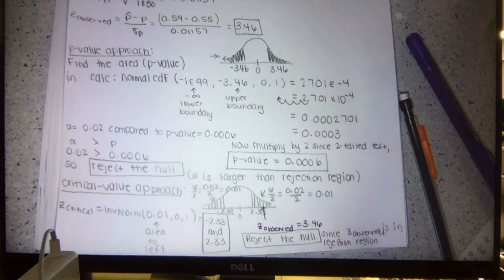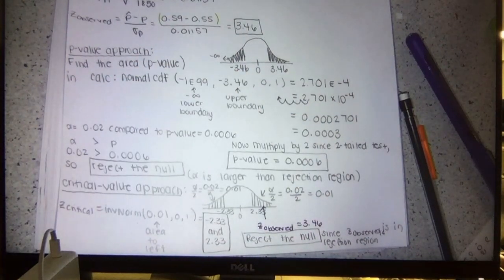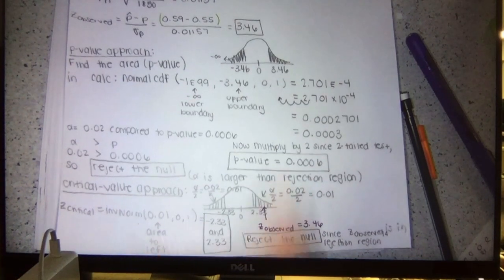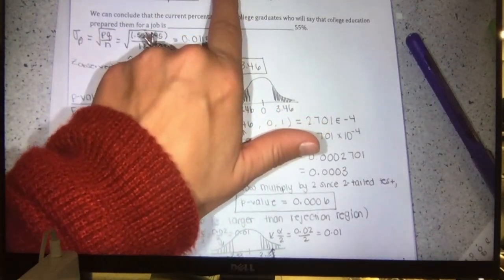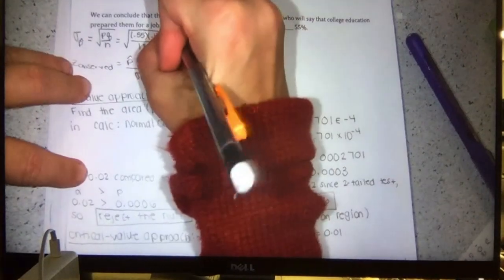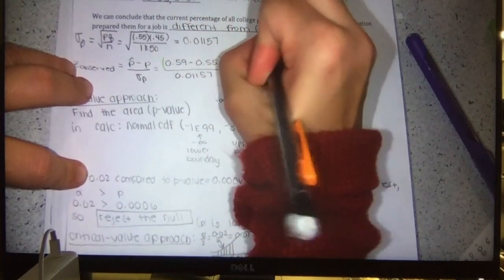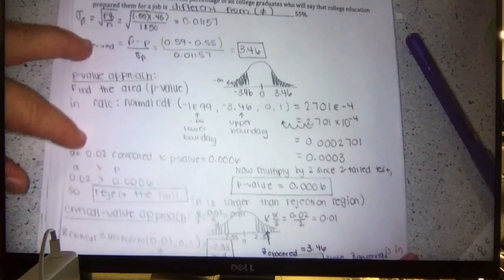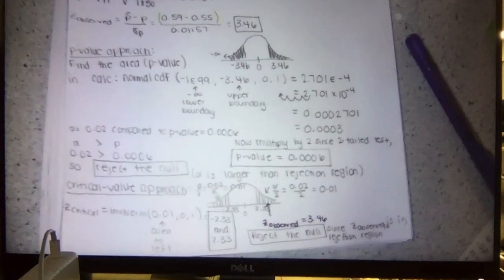Oh, last step, we need to fill out this. It says, can we conclude the current job percentage of all college graduates who will say that college education will prepare them for the job is... We rejected the null, so that means we said the null was not true, so we took over the alternative. That means is not equal to, so is different from. That's the wording they used. So it's different from, which means not equal to. Because we rejected the null hypothesis, that means that we accepted the alternative.